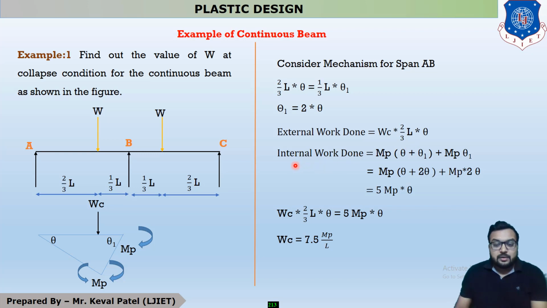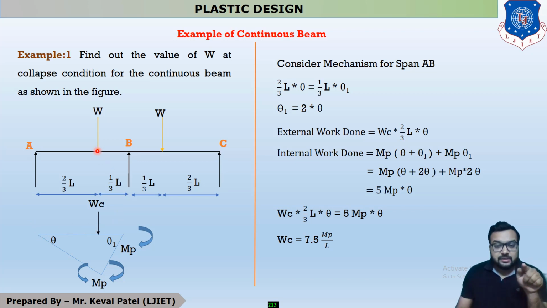Now the internal work done. You can see that this support is either a hinge support or a roller support, because it restrains the vertical force. This simple support doesn't restrain moment. So at this point, Mp is equal to 0.